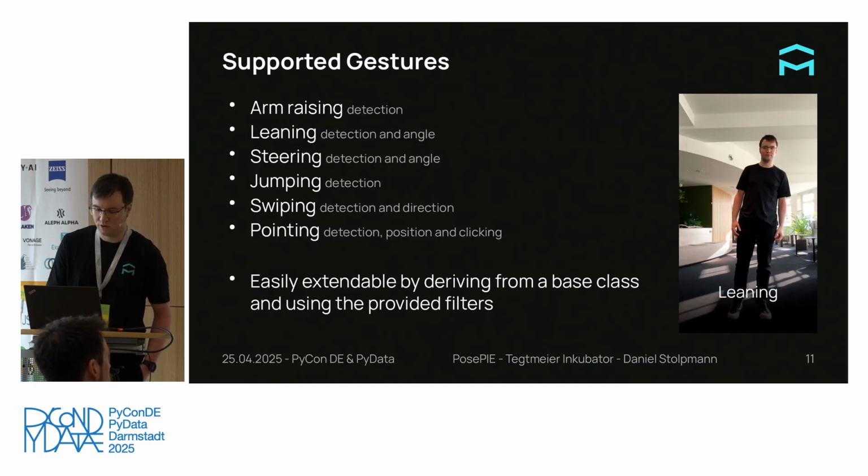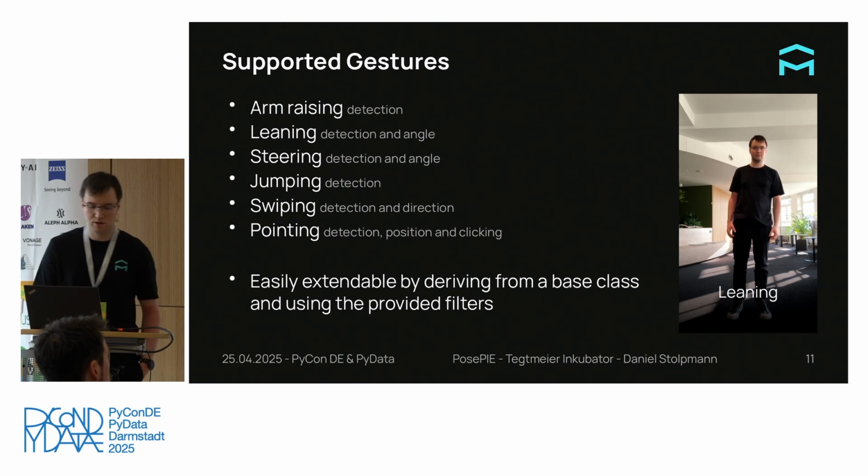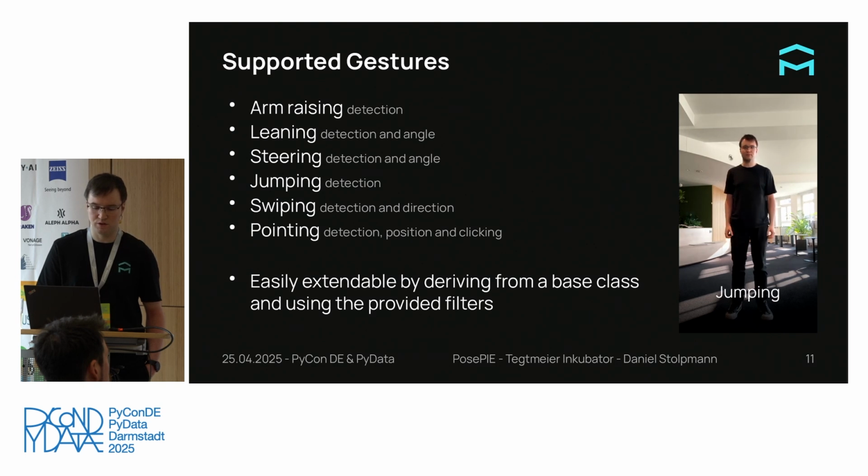You can see all the gestures we can detect. At the moment, we have 6 different gestures. We have an arm-raising gesture, a leaning gesture, steering, jumping, swiping, and pointing. You can extend these gestures by just deriving from the base class, and you can use the filters that are included in PosePIE in order to implement your own gesture detection algorithms.